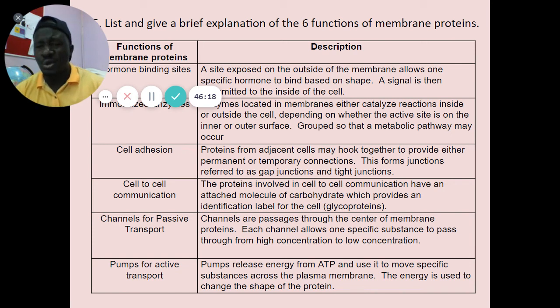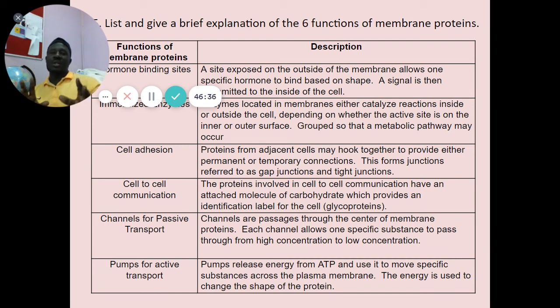We also have what we call the pumps for active transport, pumping proteins. So pumping proteins release energy from ATP and use it to move specific substances across the plasma membrane. The energy is used to change the shape of the protein.